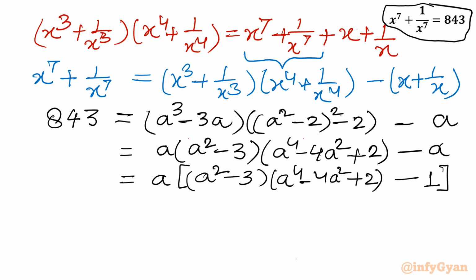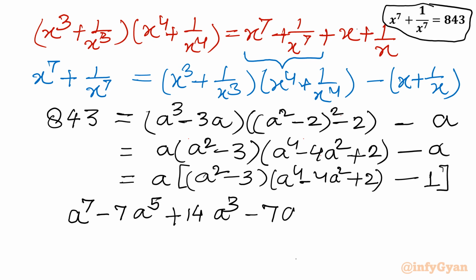Now let's expand, literally multiply this one. So we will have one septic equation, a degree 7 equation: a power 7 minus 7a power 5 plus 14a cube minus 7a minus 843 equal to 0 after expanding, multiplying it. So this is one degree 7 equation.